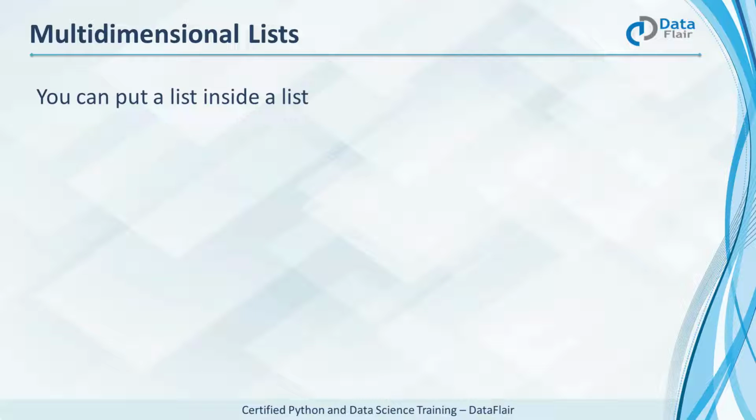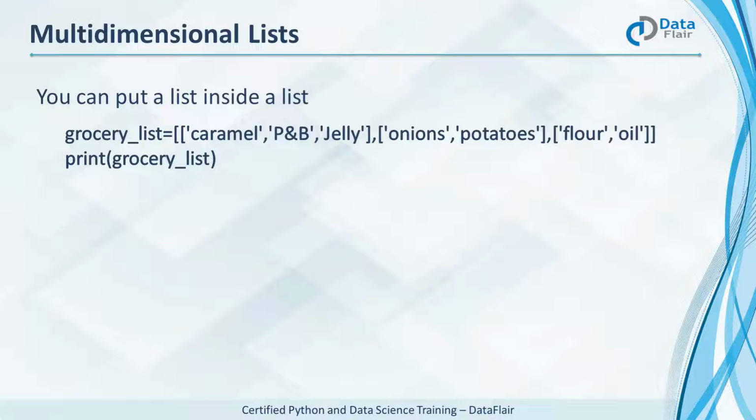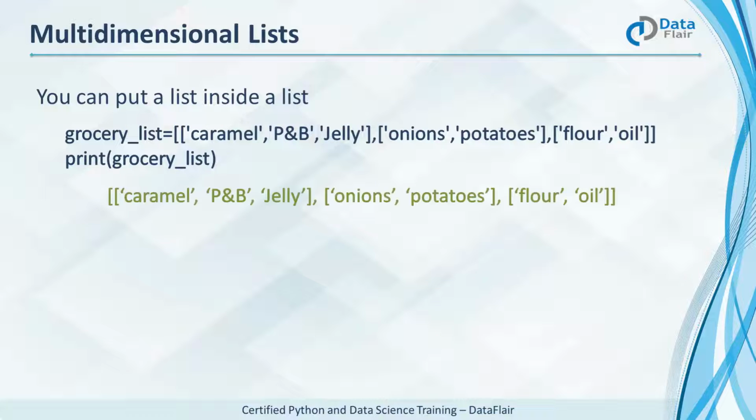You can also put lists within lists. This is a list, grocery list. It holds other lists for items that belong to the same aisle: caramel, peanut butter and jelly, onions and potatoes, and flour and oil. And this one is another list nested deeper than 2 levels deep.